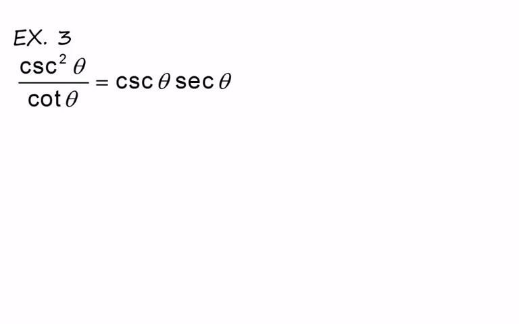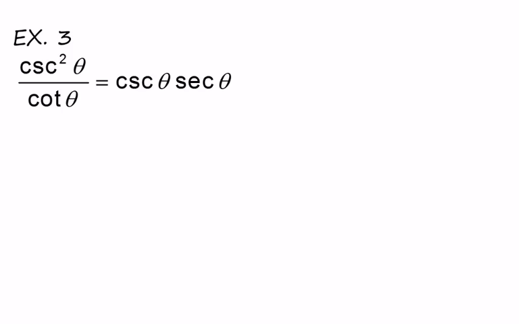Okay, number 3, I have cosecant squared theta divided by cotangent, and I'm trying to get that to equal cosecant theta times secant theta. I see that I have one cosecant in my answer, so I know I'm going to need to keep one of those cosecants on the top, but somehow get rid of the other one and get rid of the cotangent and transform into secant.